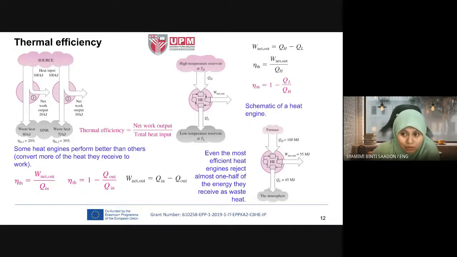So to answer Marwan's question, one method is to integrate it with another cycle, which will become a combined cycle.